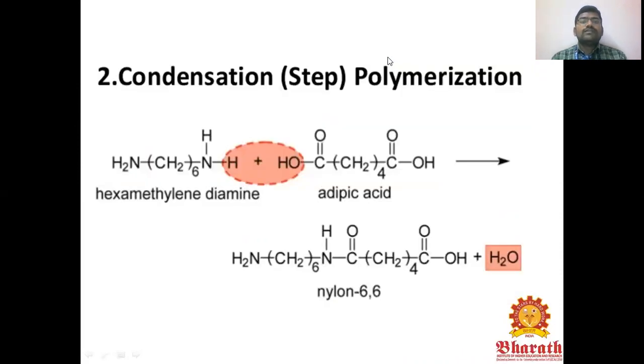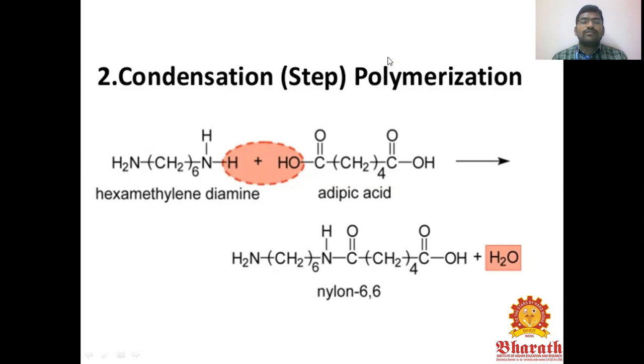Next, the second one is the condensation method for polymerization. Hexamethylene diamine, NH2 (CH2)6 NH2, has NH2 groups whose hydrogen is attached to adipic acid, which has COOH groups, HOOC (CH2)4 COOH. The acid is combined to form an amide linkage. You have to form the amide linkage for that.